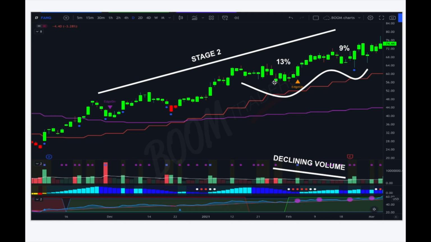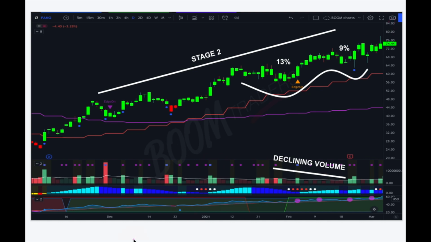This is when VCPs work the best. As you can see here, we're getting a cup and handle type of pattern indicated by the white line, whereby we had a contraction of about 13% on declining volume. We got our edge up signal. From then on, we had a successive smaller contraction of about 9% before the stock goes up and makes this big move that follows.